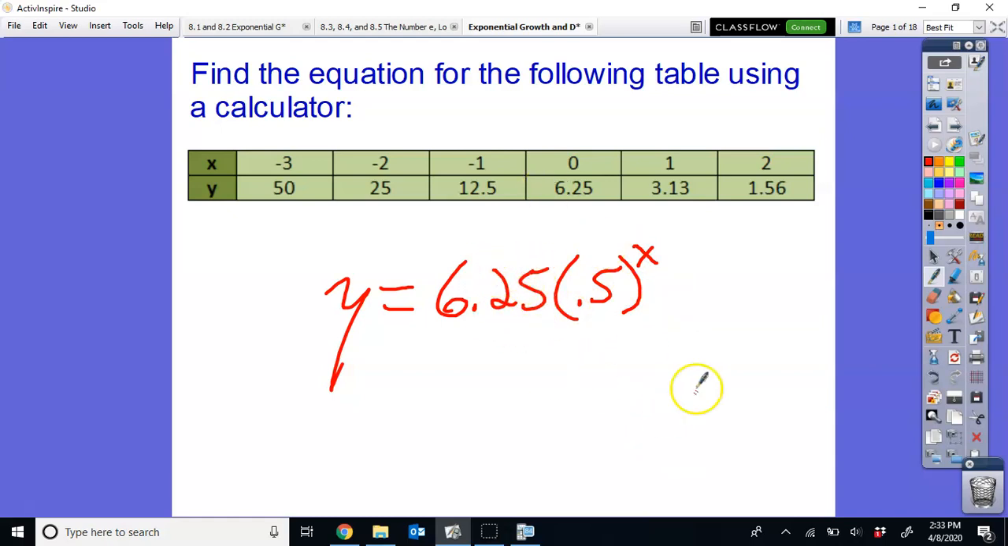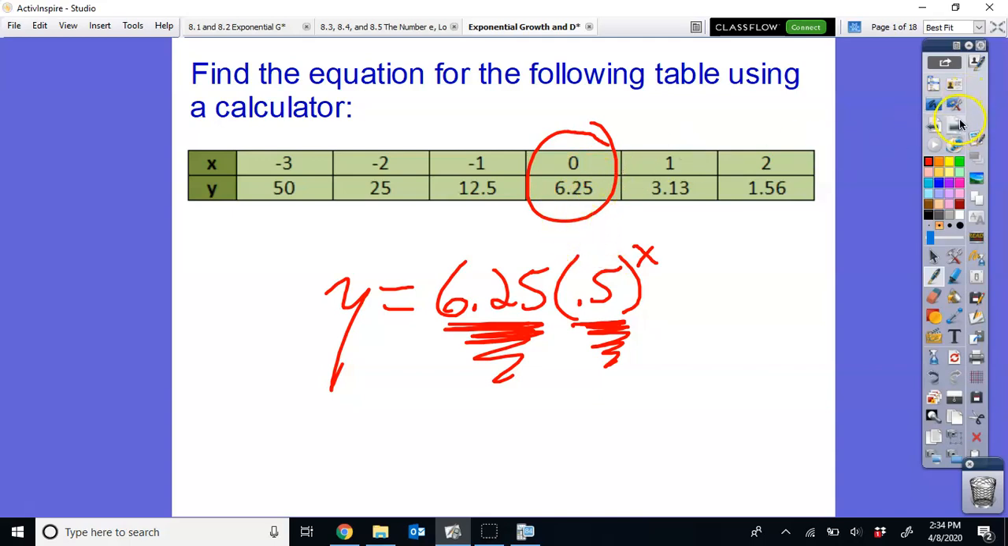And pay attention here. Notice what's happening. Again, it's cutting in half every time. That's why this is cutting down in half every time. But notice my beginning amount is 6.25. The reason that is not 50 is because 6.25 is where the actual graph crosses the y-intercept, the y-axis. So that's why that is our beginning amount. It's always important to understand that when it comes to the graphs of these.